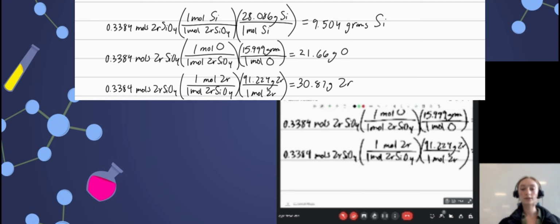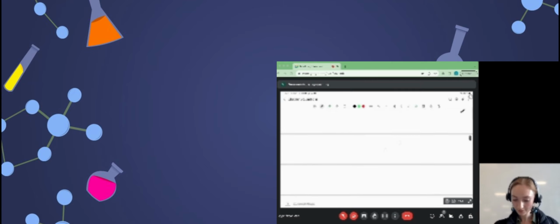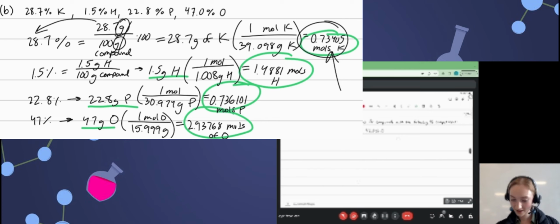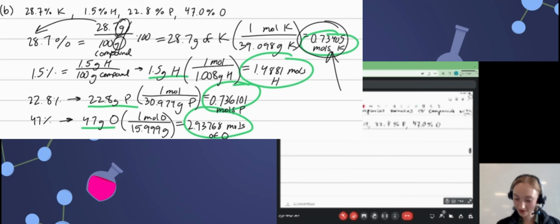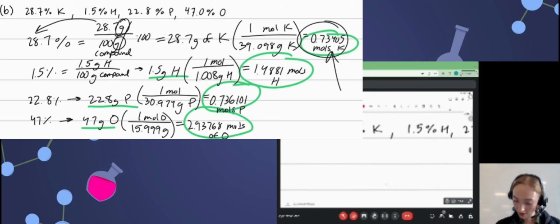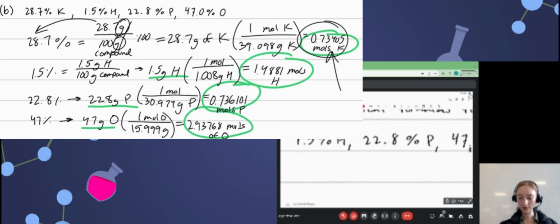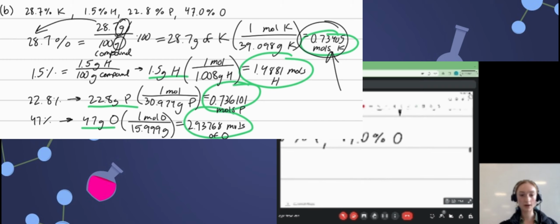So question 38 is talking about empirical formulas and how you find the empirical formula from the percentage of each different kind of species in your compound. So let's go. Sorry, it'll be a bit blurry just for a second. But trust me, it'll get better. Okay, so we're given these values of 28.7% potassium, 1.5% hydrogen, 22.8% phosphorus, and 47% oxygen.